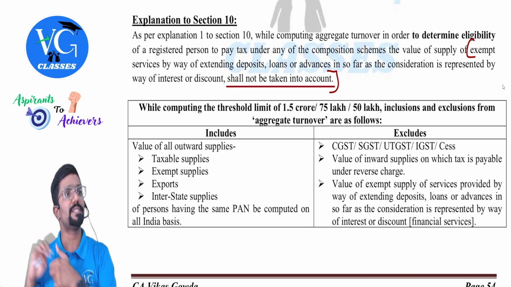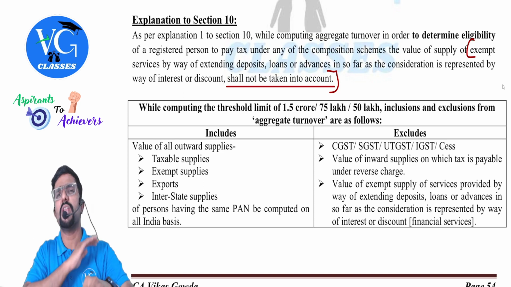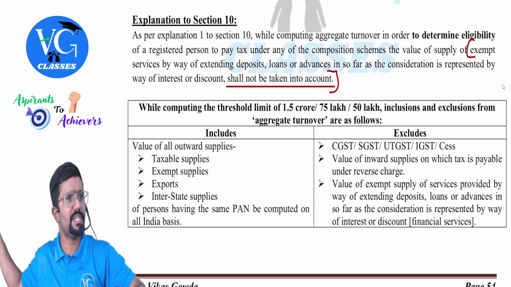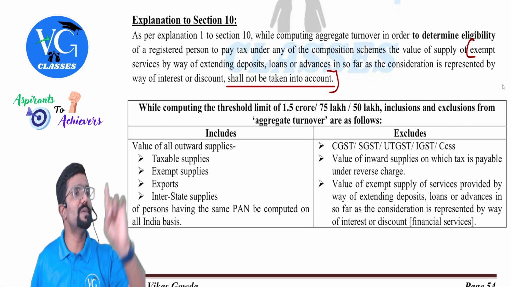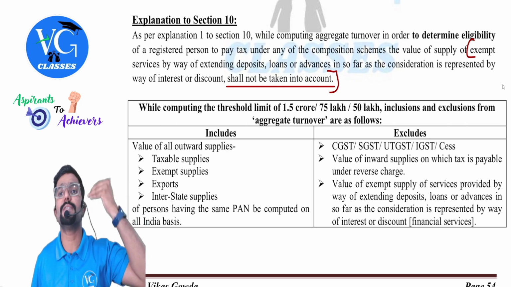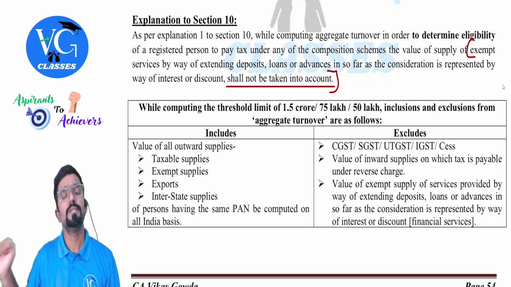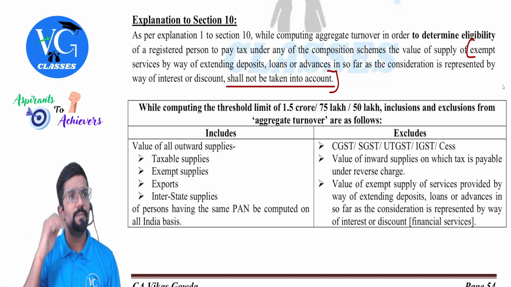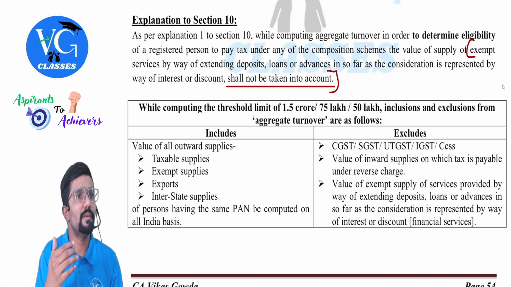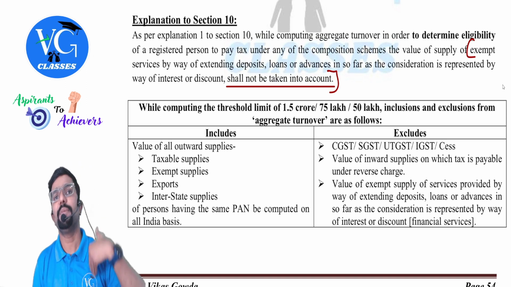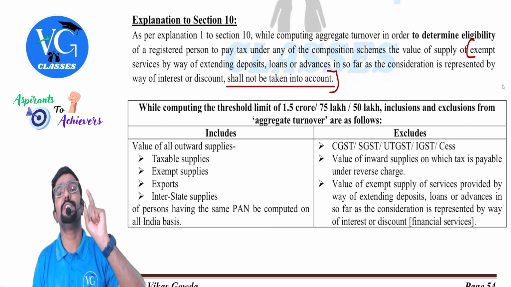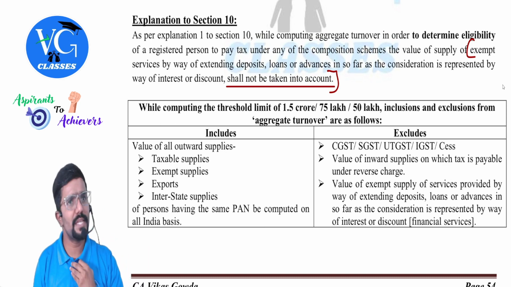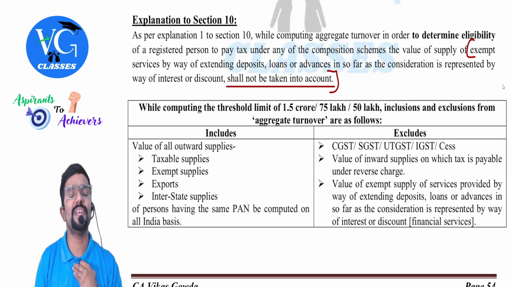Guys, what is this? Actually, this is a part of the exempt list. There are a number of services which are exempt under GST, but they have taken only one service here, which in short I call a financial service. What is it? Simple. Assume I am giving a loan. In return, what do I charge? Interest. Interest is an income for me. Yes. But should I pay GST on it?